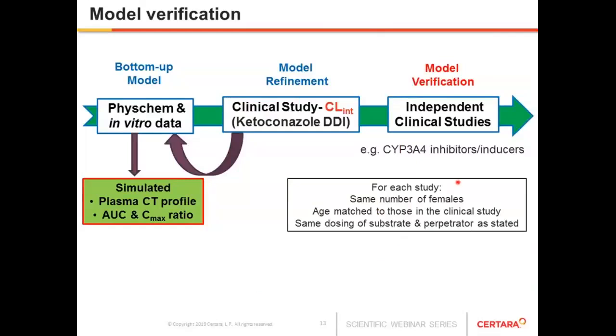inducers. Now, in simulating this clinical study, you have to age match your clinical study to those in the actual clinical study you're trying to replicate. You have to give the same dosing of the substrate and the perpetrator, and you have to give an equal number of females. So that's the model that is adopted when we're replicating the clinical study in the PBPK model.